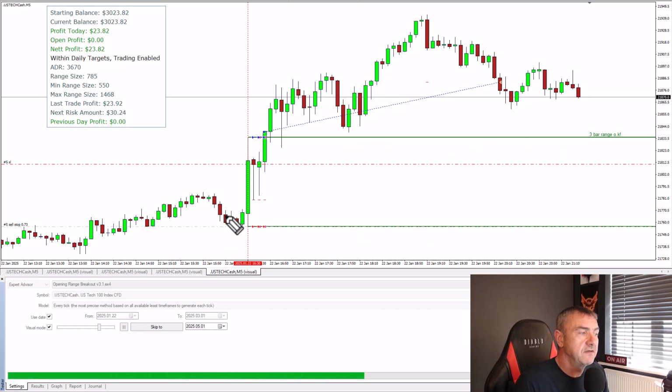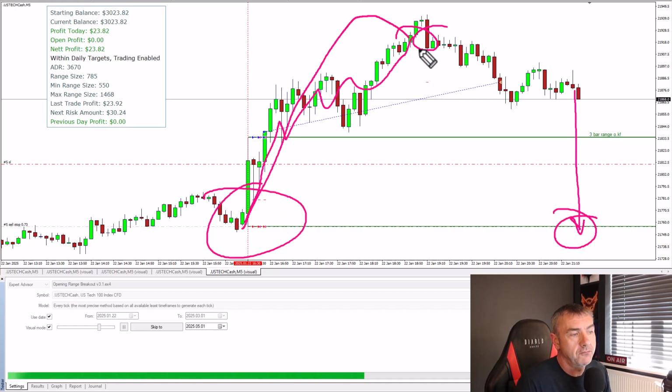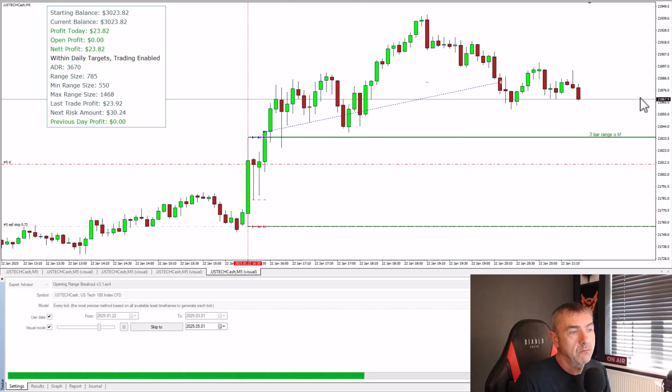But the vast majority of the days, if you do not get stopped out on your initial break, it will not get back to that area. This is the open, and often price won't get back to the open if it's done a break for the day. So we'll let that one play out and see what happens for the rest of the day.